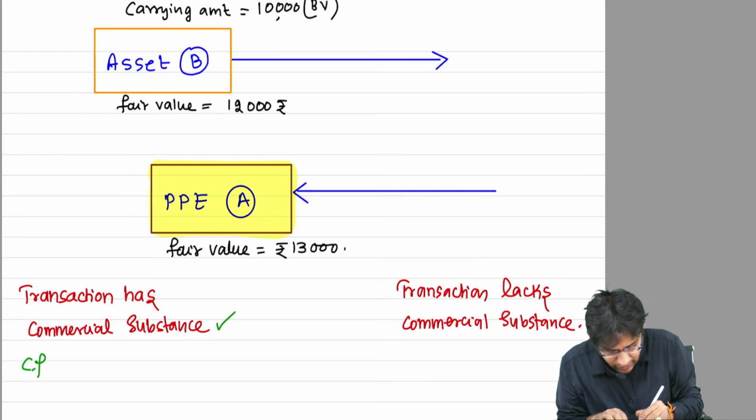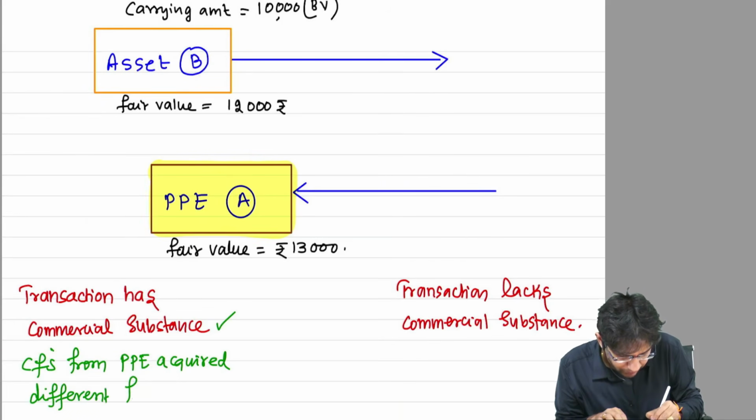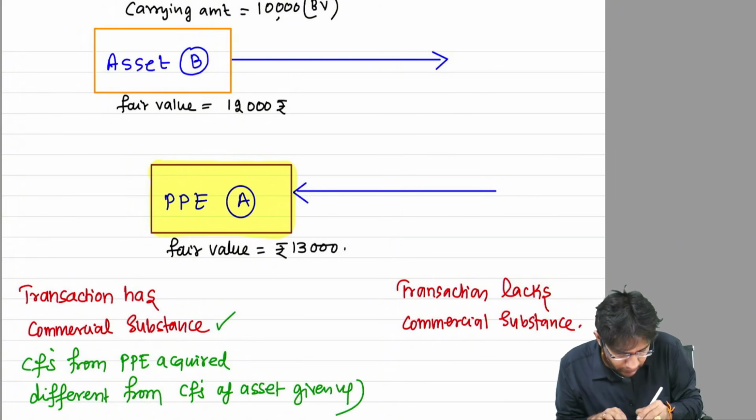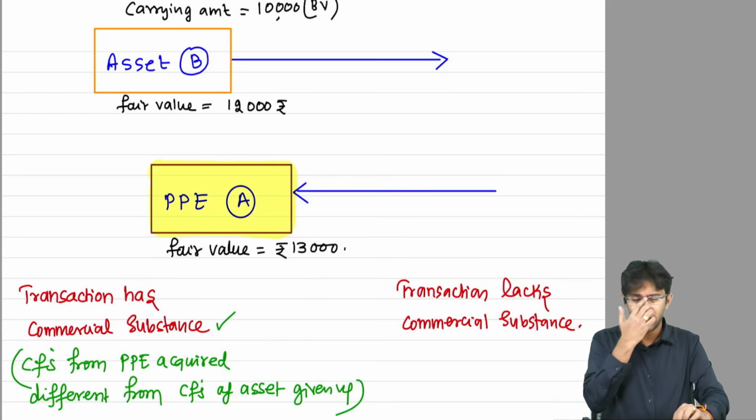That means cash flows from PP acquired is different from cash flows of asset given up. Sir, why are you bothered about cash flows and all? I'll tell you, very simple.